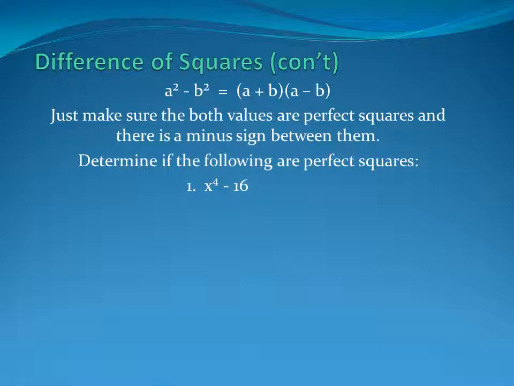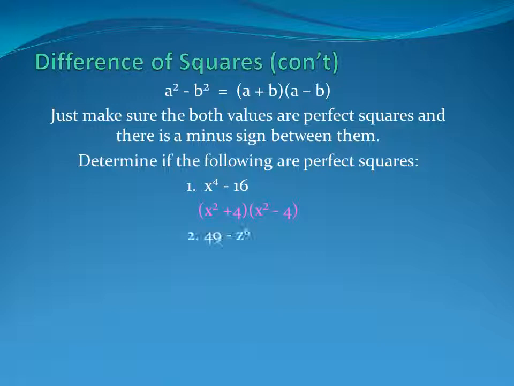Determine if the following are perfect squares. So our first one is x to the 4th minus 16. I'll give you a minute to write it down on paper and solve it. The answer is x squared plus 4 times the difference of x squared minus 4. So x to the fourth is a perfect square, x squared times x squared, that becomes our a value. 16 is a perfect square, 4 and 4.